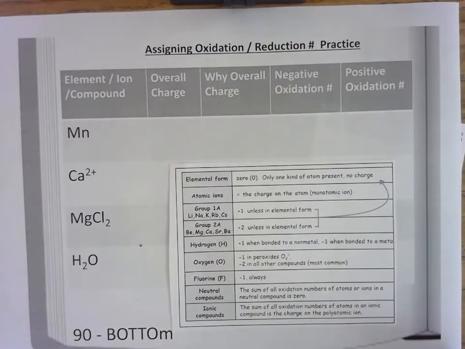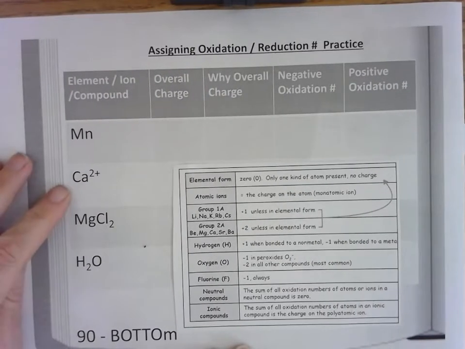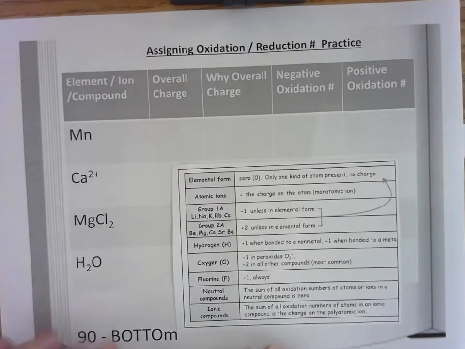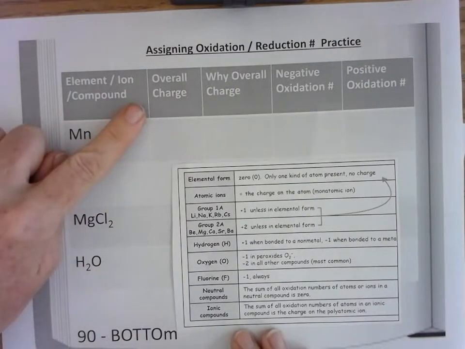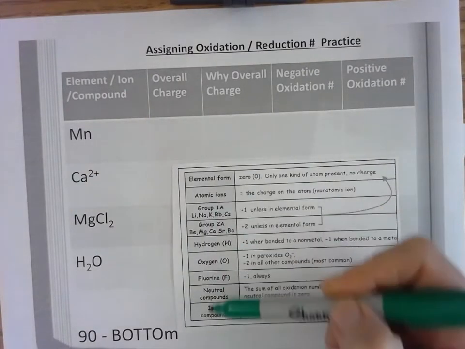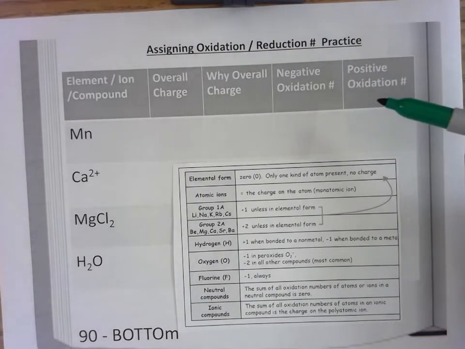So I have all these elements, ions or compounds. I have manganese, I have a calcium ion, I have magnesium chloride, and I have water. I have overall charges, which is going to have to do with this particular chart, and if it has a negative oxidation number, I'm going to write it in here, and if it has a positive one, I'm going to write it in there.